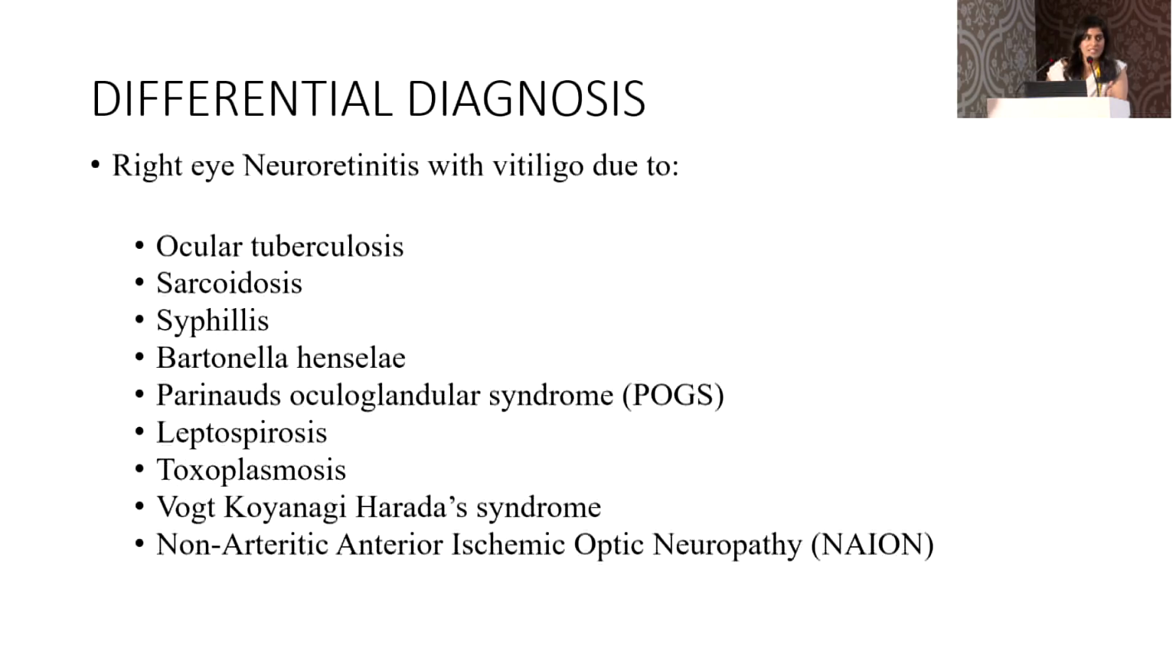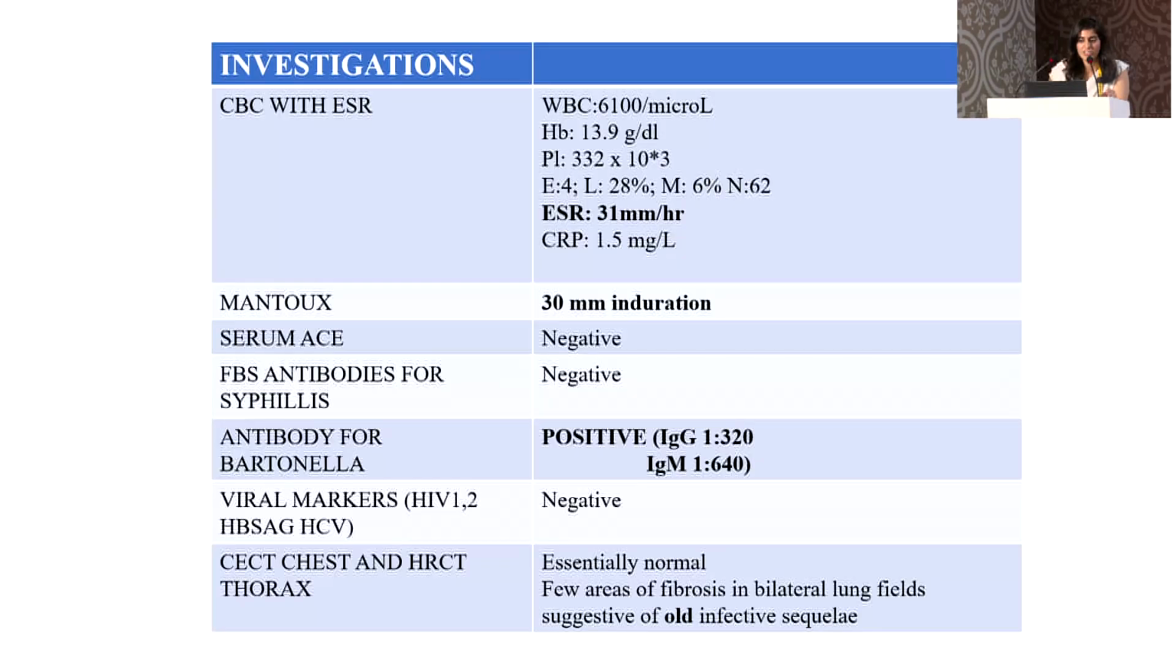This could easily be confused with ocular tuberculosis, and the vitiligo patches confused me with Vogt-Koyanagi-Harada syndrome. But on further investigation, ESR was high. The Mantoux test had 30 mm of induration, and Bartonella henselae IgM serology was positive and significant. It had IgM levels of 1:640.